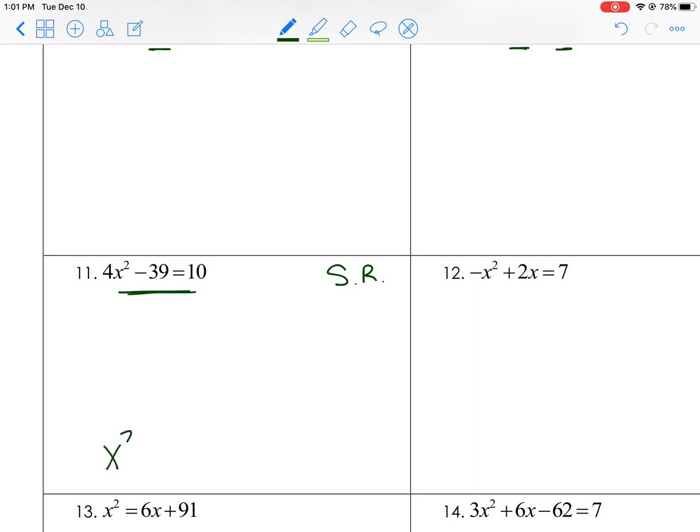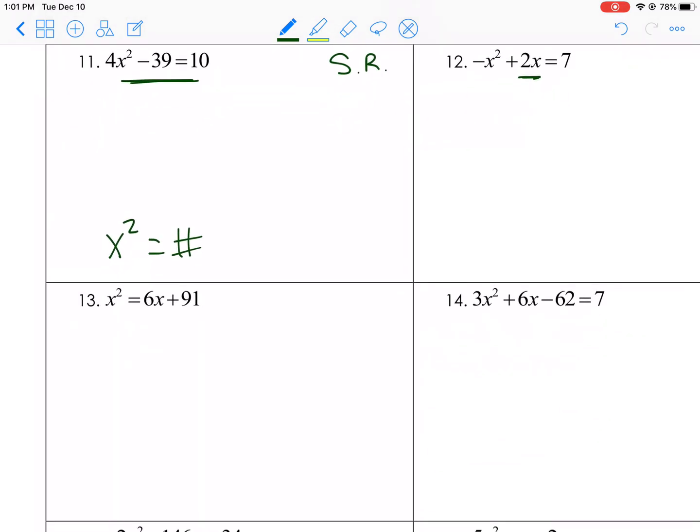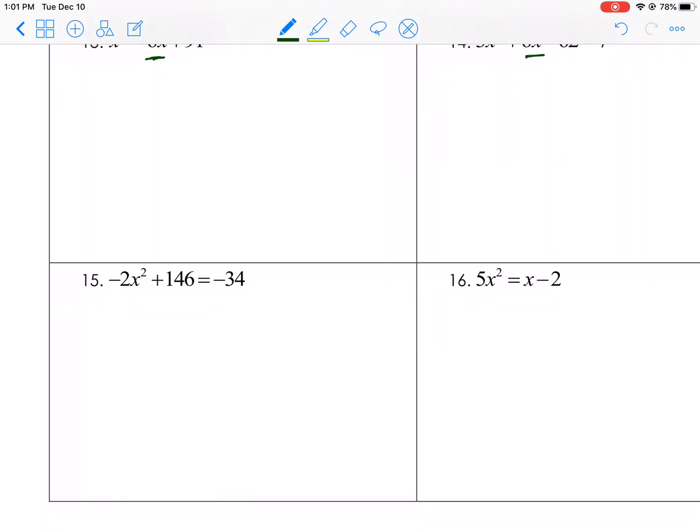Remember, our goal is to get it to look like x squared equals number, and then we can solve it. Number 12 has a linear term, so it's no good for square root method. 13 has a linear term. 14, 15, here we go. No linear term on this one either, so square root method could be a good candidate there.